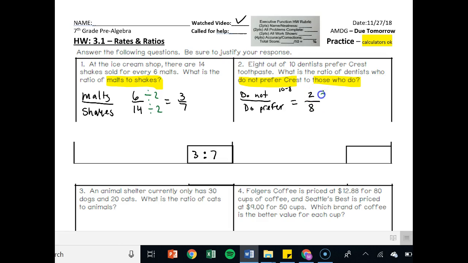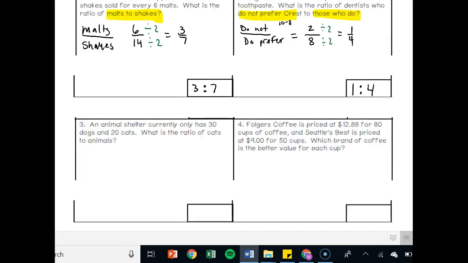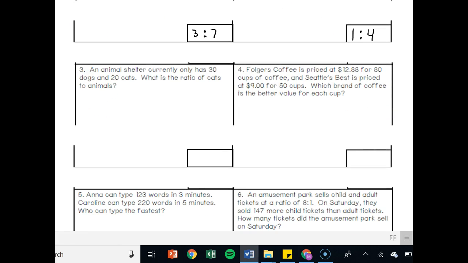So we go ahead and divide this, simplify it, and we get our answer of 1/4 or 1 to 4. So for every one dentist that does not prefer Crest, 4 dentists do prefer Crest, right? For every 3 malts that are sold, 7 shakes are sold, right? Number 3, I'm going to let you do on your own. Number 4, we'll do together.